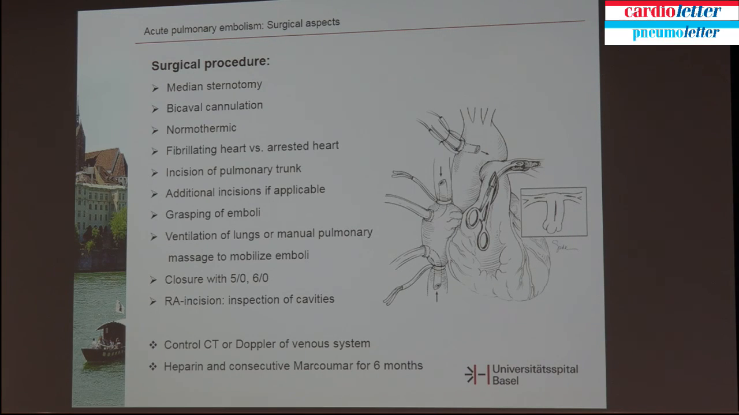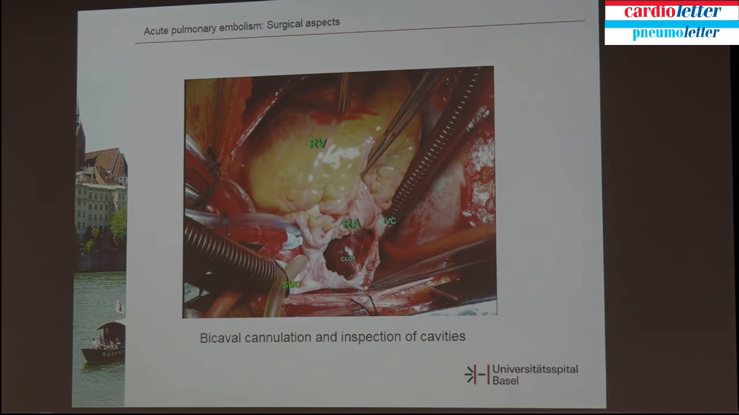Afterwards, you close the incisions, and then you open the right atrium, and via this incision, you can inspect the right atrium and the right ventricle and decide whether there are more emboli to be taken out. Afterwards, control CT, Doppler of the venous system to prevent recurrence of emboli, and then heparin and Coumadin for 6 months. This is a case where surgery, we think, is the better option.